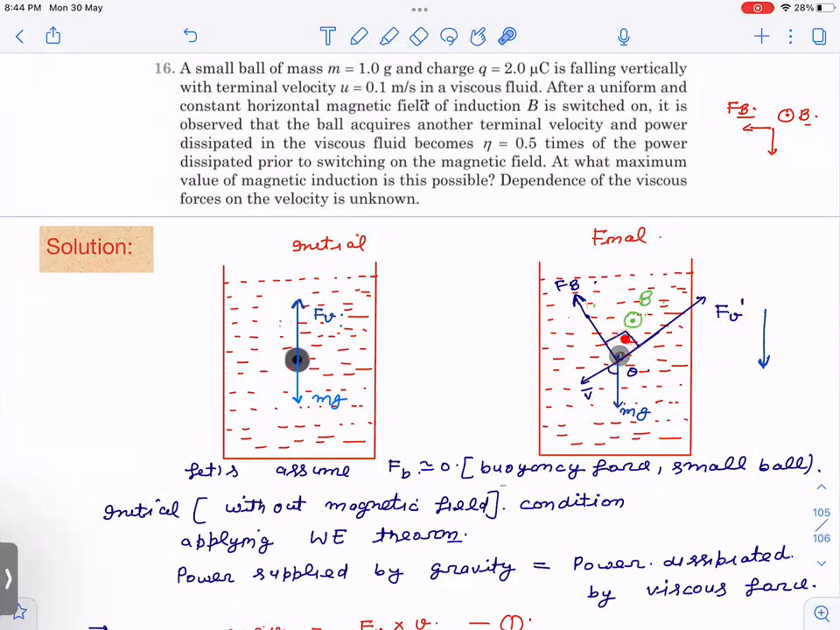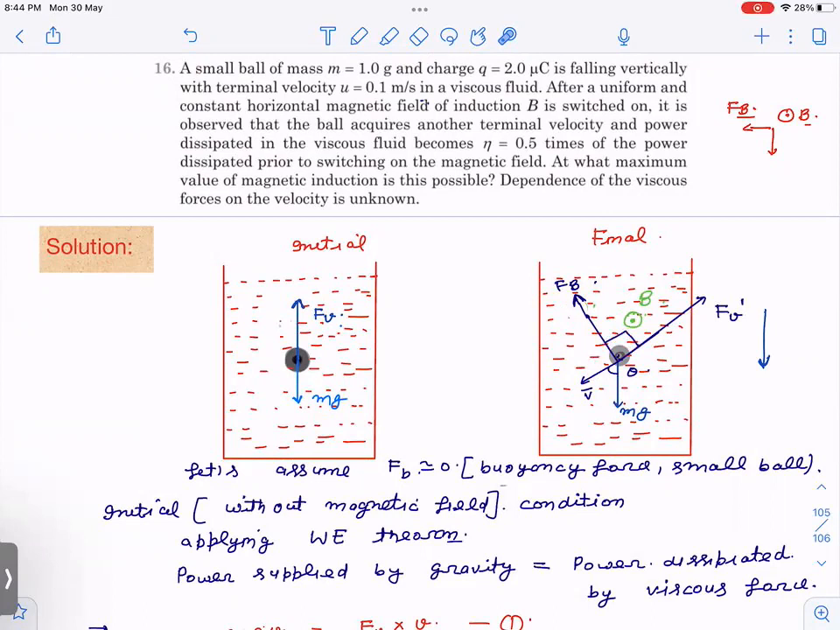This angle is 90 degrees because Fv prime, the new viscous force, is opposite to the velocity, and the magnetic force is perpendicular to the velocity. So this is 90 and this is also 90. I hope up to this point it is clear.